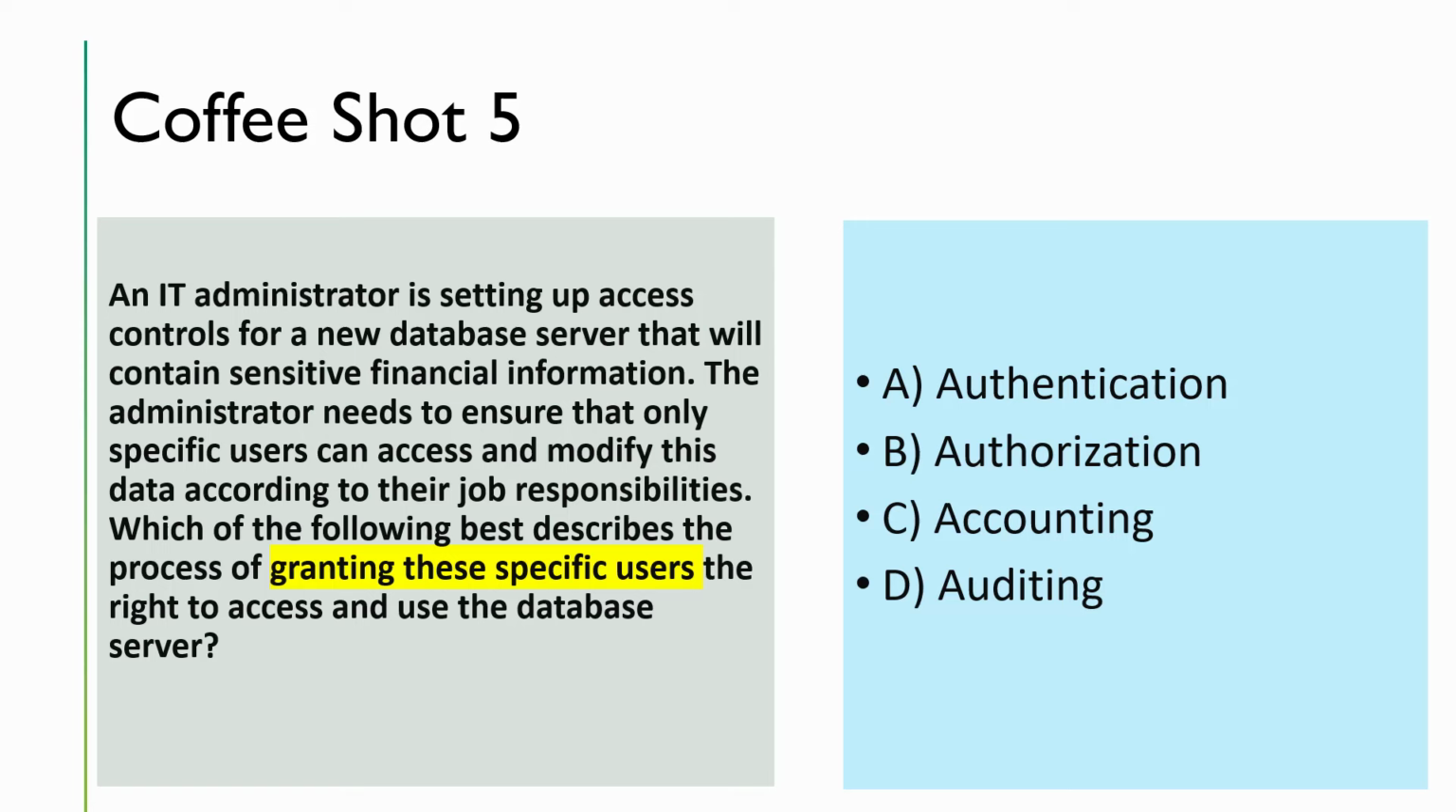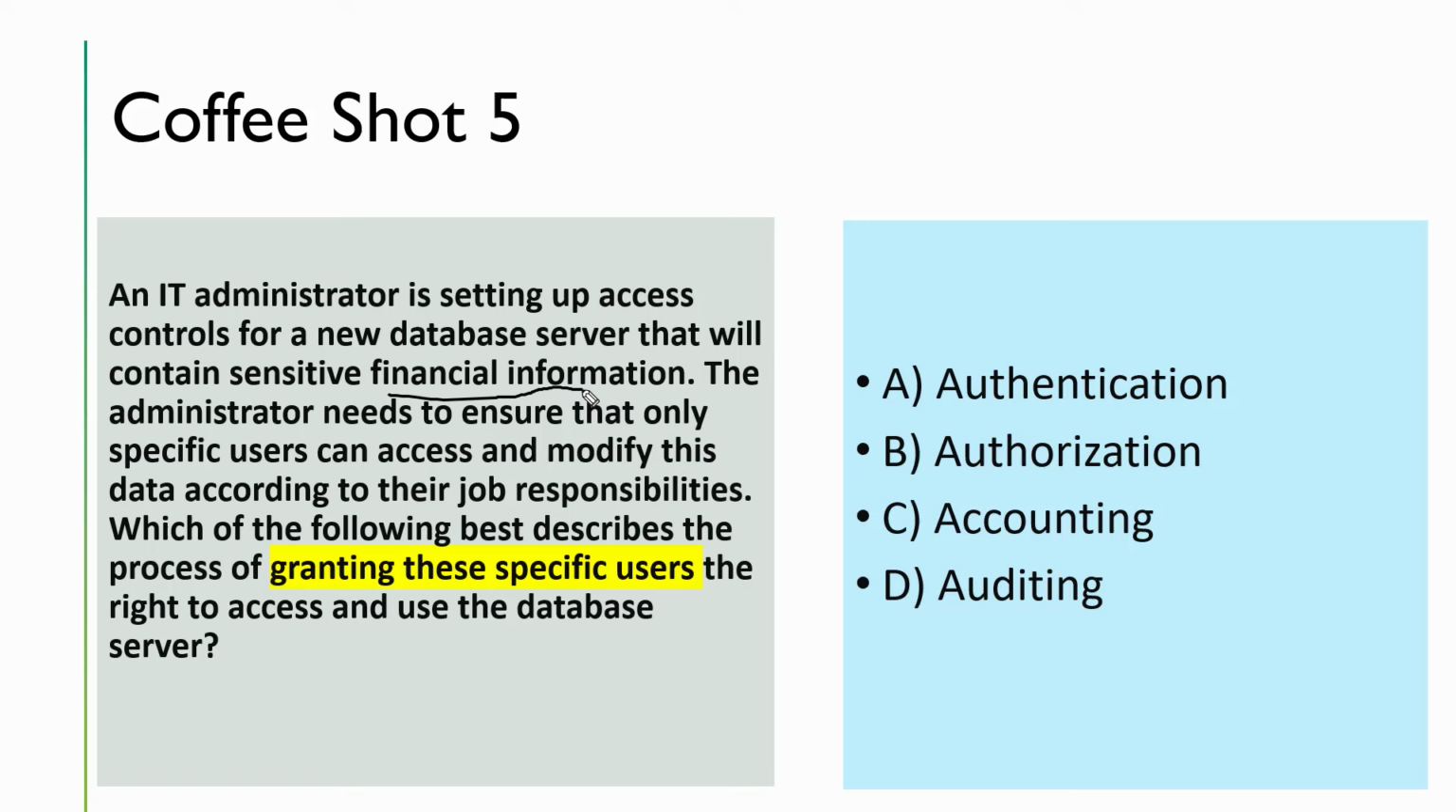Okay, next question. An IT administrator is setting up access control for a new database server that will contain sensitive financial information. The administrator needs to ensure that only a specific user can access and modify this data according to their job responsibility. Which of the following best describes the process of granting this specific user the right to access and use the database server? Very good and very interesting question.